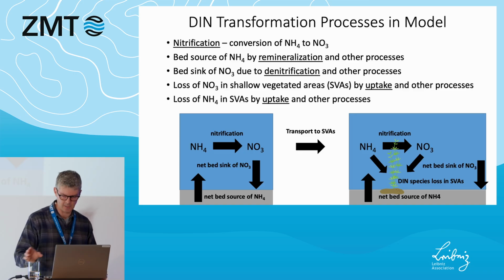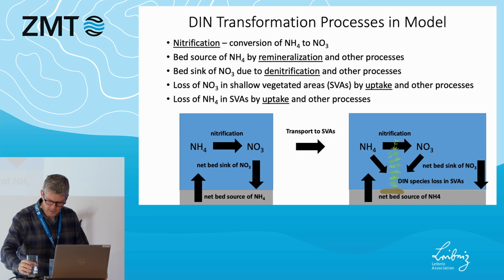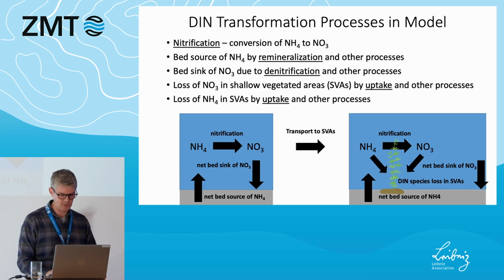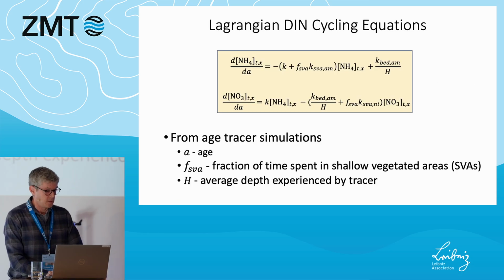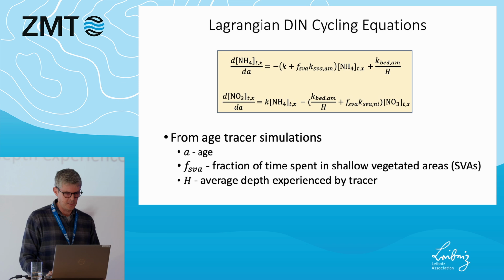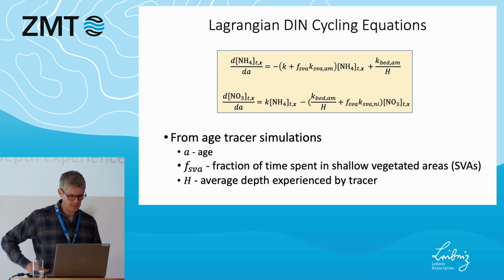Okay, so we have a bed source of ammonium, a bed sink of nitrate, and then we have loss of both nitrate and ammonium in shallow vegetated areas, which could be due to direct uptake by the plants or other reasons. Okay, so here are the ordinary differential equations that result from that. Pretty simple for ammonium and nitrate, but we're not going to use an ordinary differential equation integration approach.